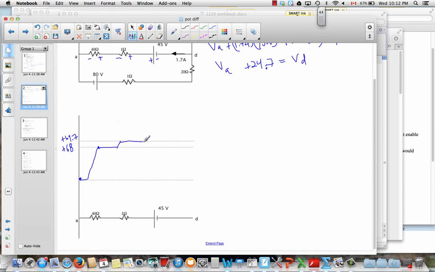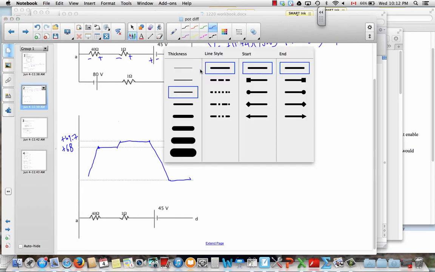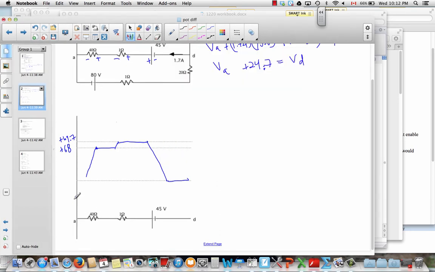And then there's a drop of 45 here. And so we're back down here, 45 volts in the cell, and then this is the voltage at the point D. I didn't start this one off correctly. That should have started down at this point right here at the point A. So there we are right there.